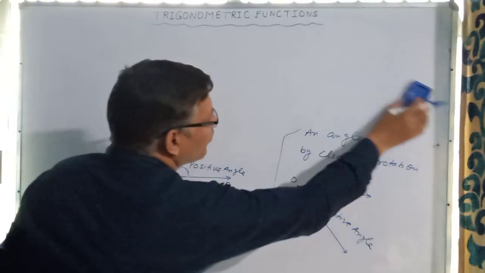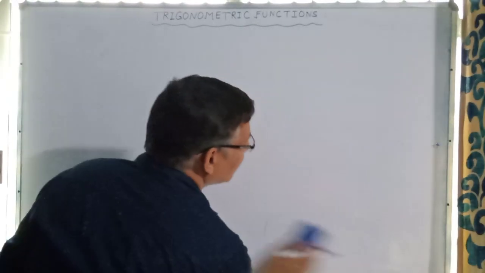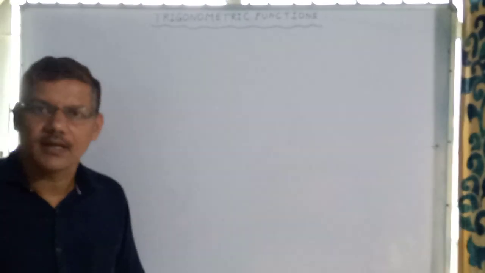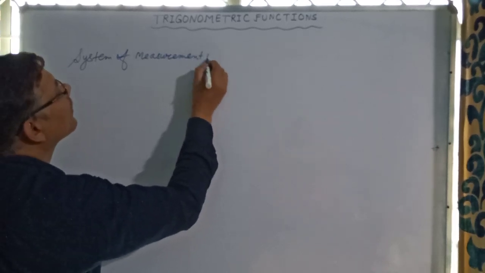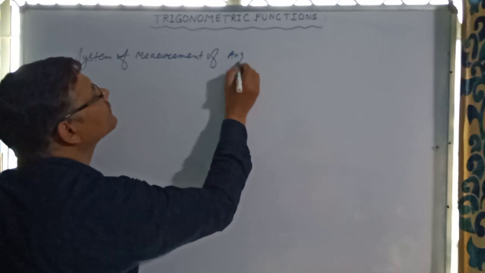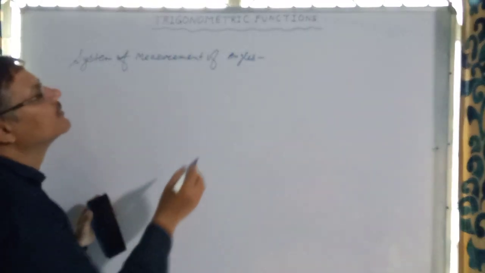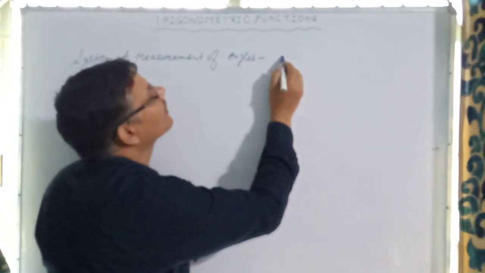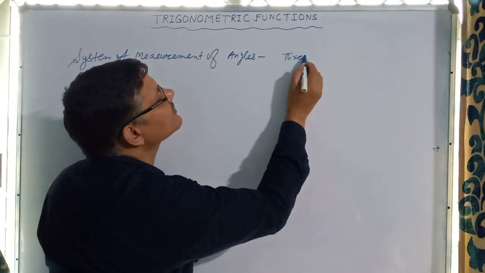Now the main thing required is the measurement of angle. So how can we measure? Till class 10 we measure the angle only in degrees. Now that is the system of measurement of angles. Here three systems are there. How many systems? Three systems.